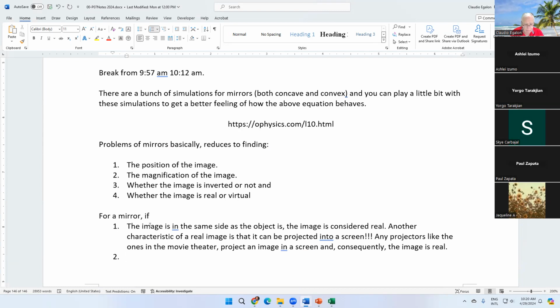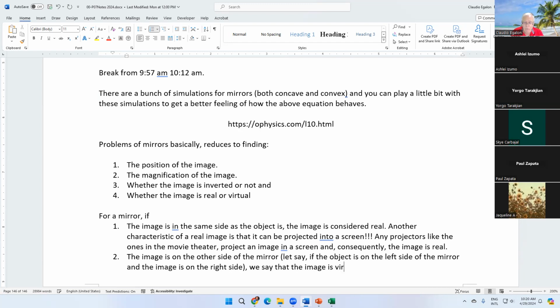On the other hand, if the image is on the other side of the mirror, let us say the object is on the left side of the mirror and the image is on the right side, we say that the image is virtual. We're going to see virtual images very soon, okay?